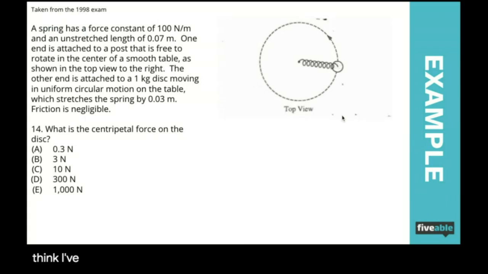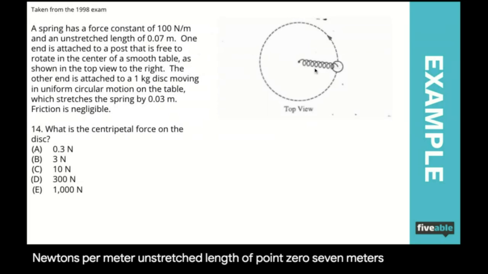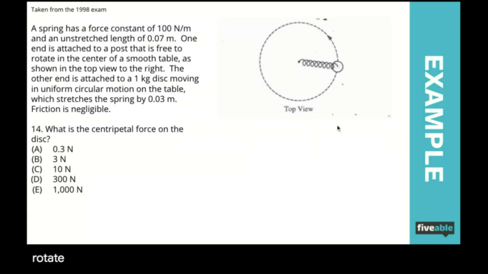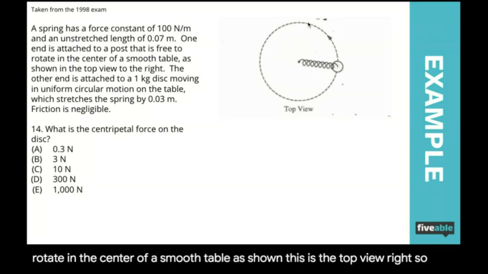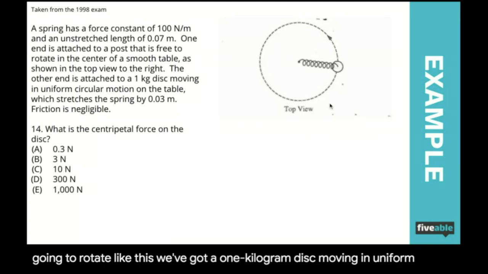Okay, so I think I've got a bunch of practice problems now to throw at you for the next few minutes. So first one here: a spring has a force constant of 100 newtons per meter and an unstretched length of 0.07 meters. It's going to rotate in the center of a smooth table as shown. This is the top view, so it's going to rotate like this. We've got a 1 kilogram disc moving in uniform circular motion.